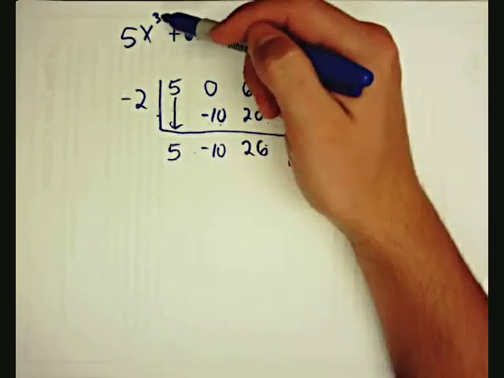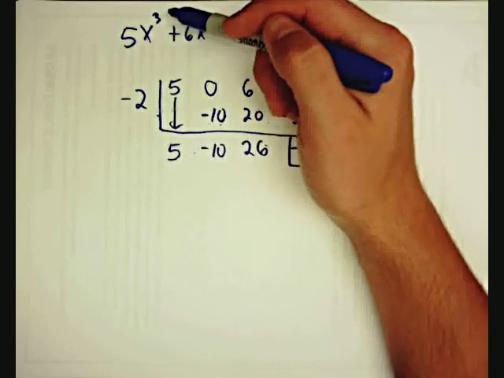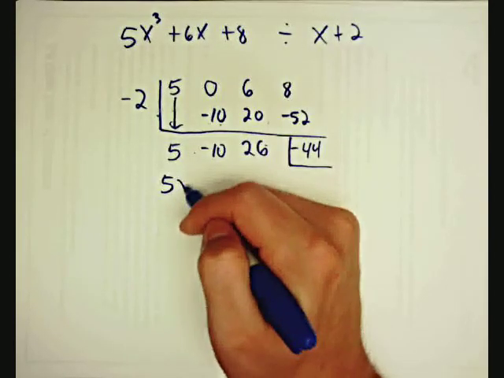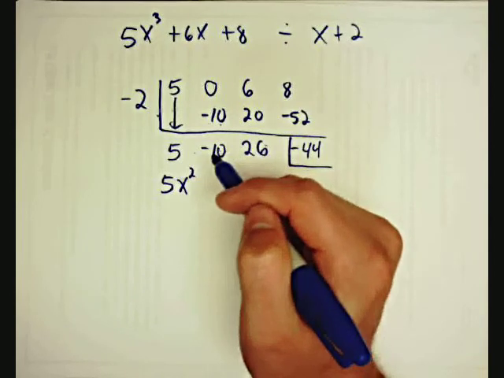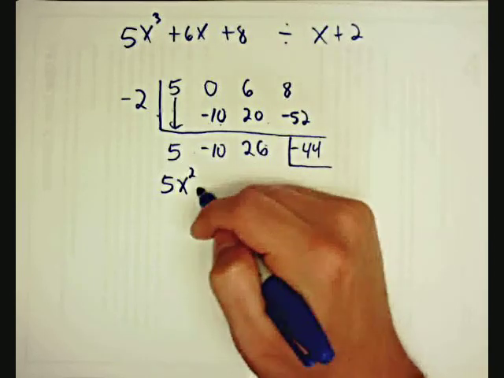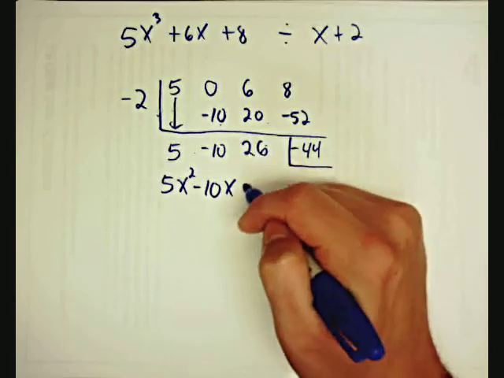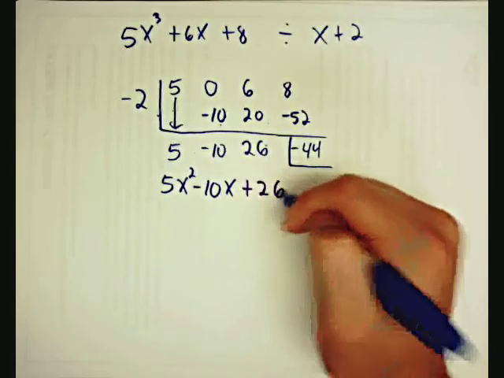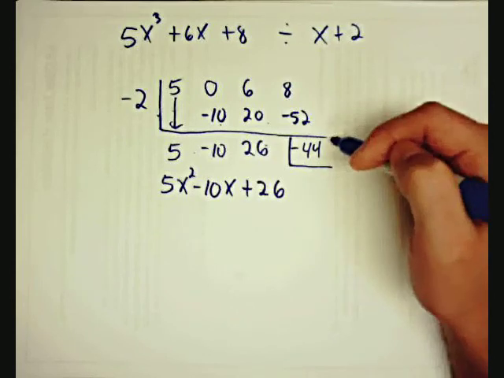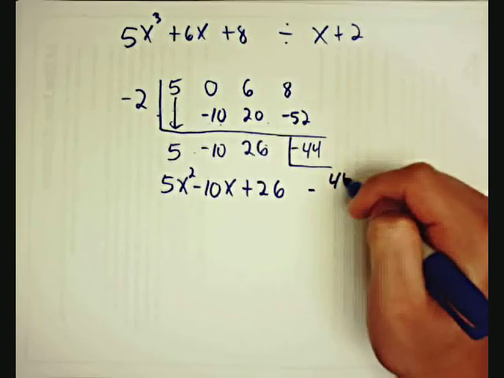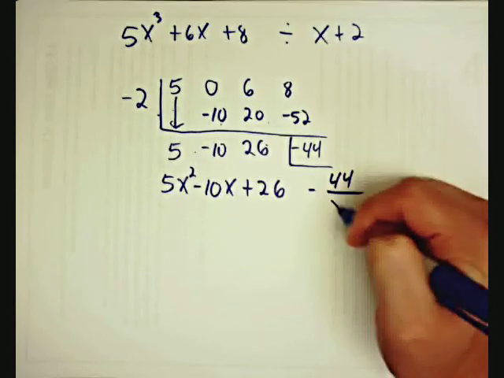We started with x cubed, so our quotient should start with x squared. So 5x squared, and then decrease 1x at a time from there. So next will be x, negative 10x. Next will be our constant, plus 26. And then on this one, we have a remainder of negative 44. So minus 44 over x plus 2.